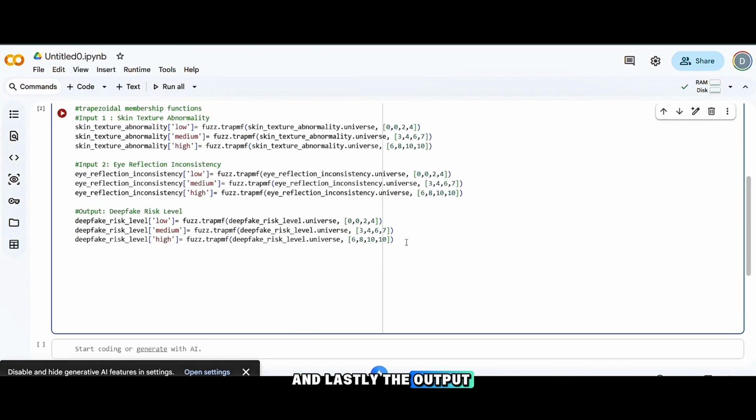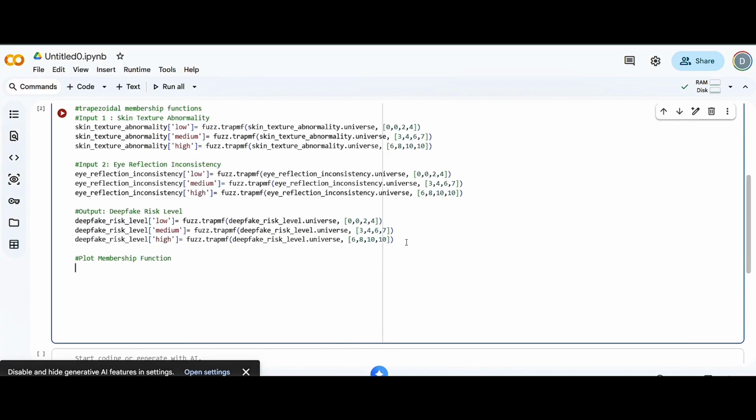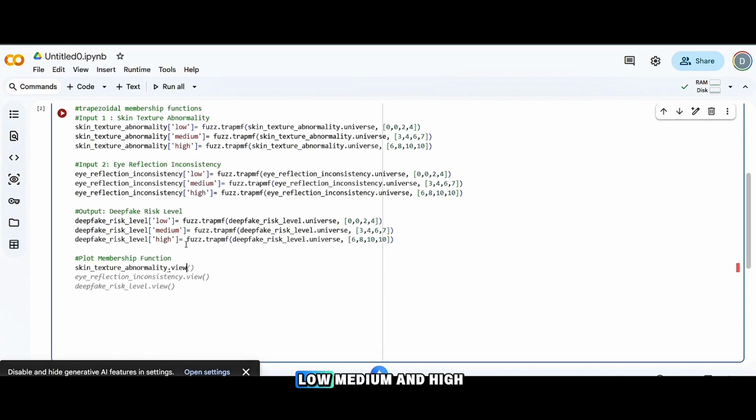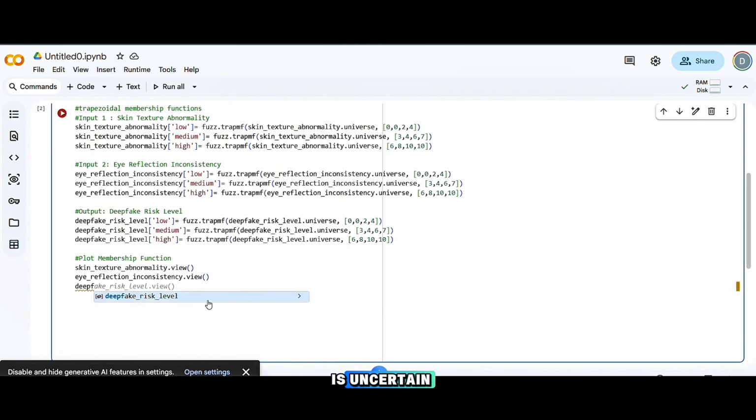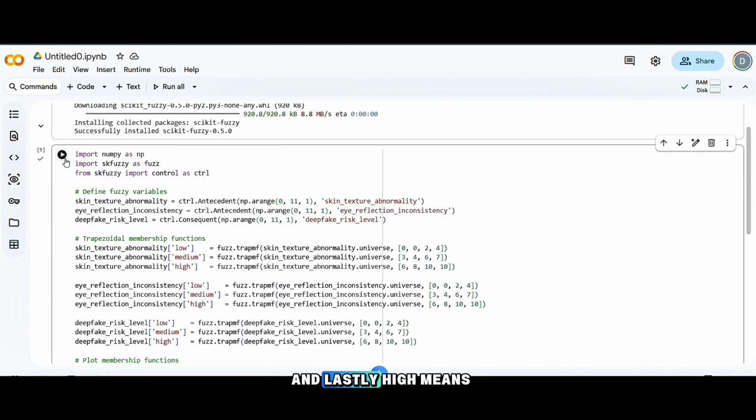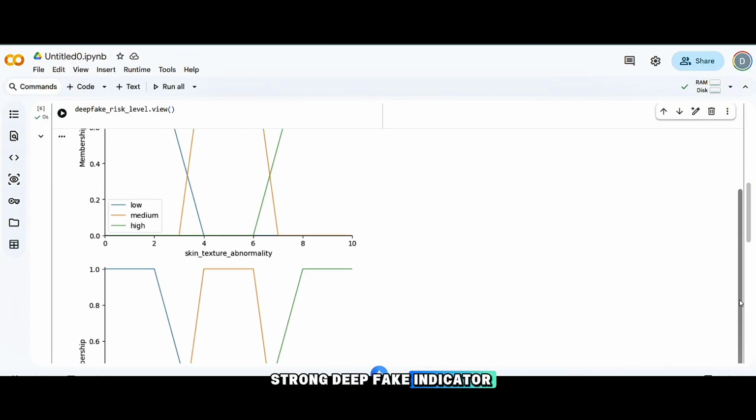And lastly, the output, deepfake risk level, is also from 0 to 10 with low, medium, and high. Low risk means the system believes the image is likely genuine. Medium means it is uncertain or gives mixed signals. And high means a strong deepfake indicator.